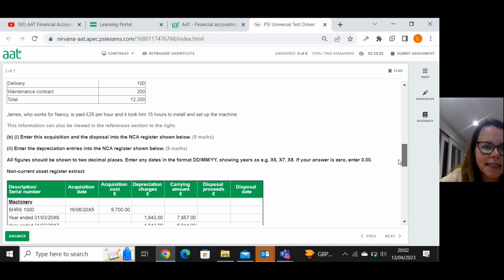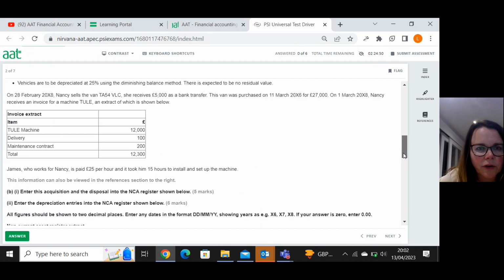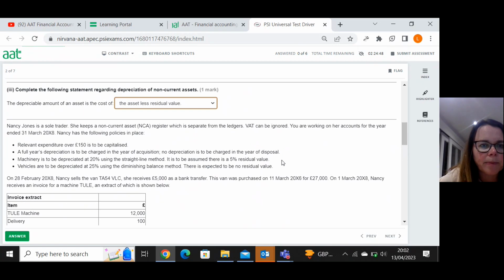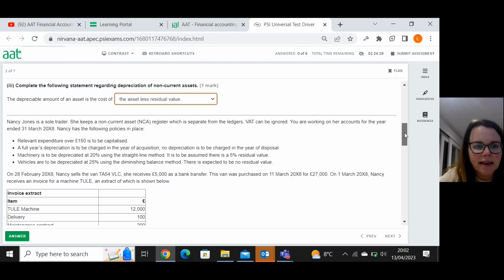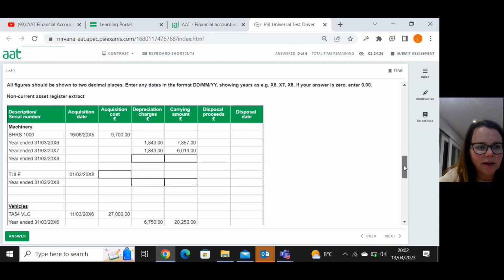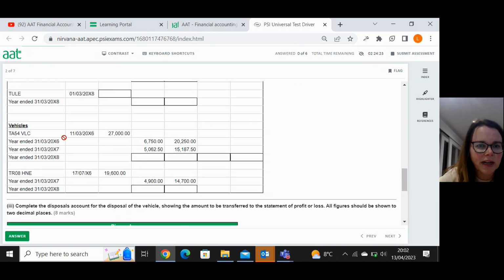Enter this acquisition and the disposal into the non-current asset register shown below for 5 marks. Right, okay, so first of all then we have got, let's go back up. Right, so let's deal with the van first of all. So on the 28th of February 20x8, Nancy sells the van. So TA54VLC is being sold. Right, so here's this vehicle that we've been told has been sold.